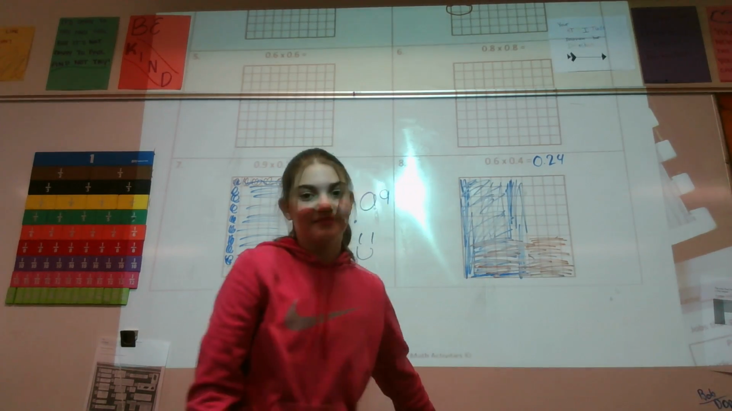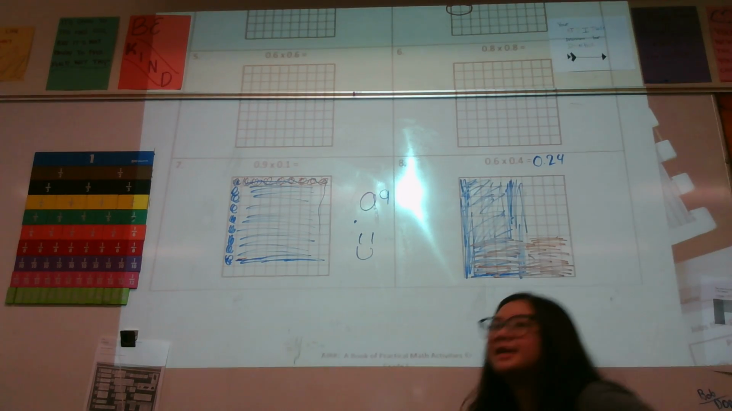And so, shaded in by both colors is 2,400. That, ladies and gentlemen, is how you multiply decimals using a model.